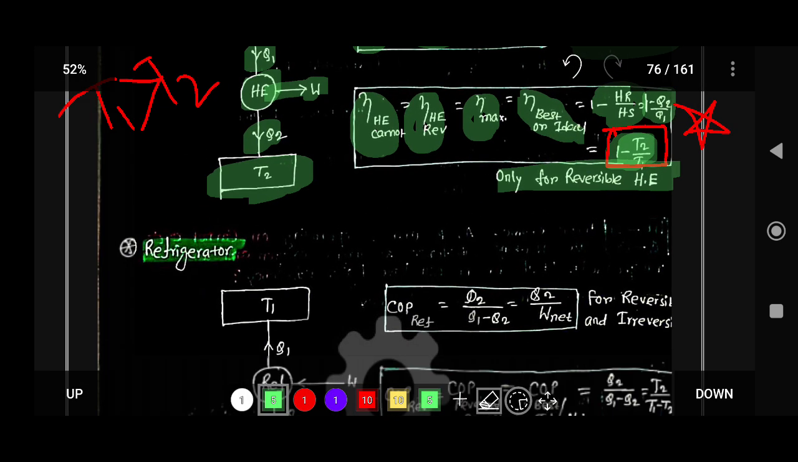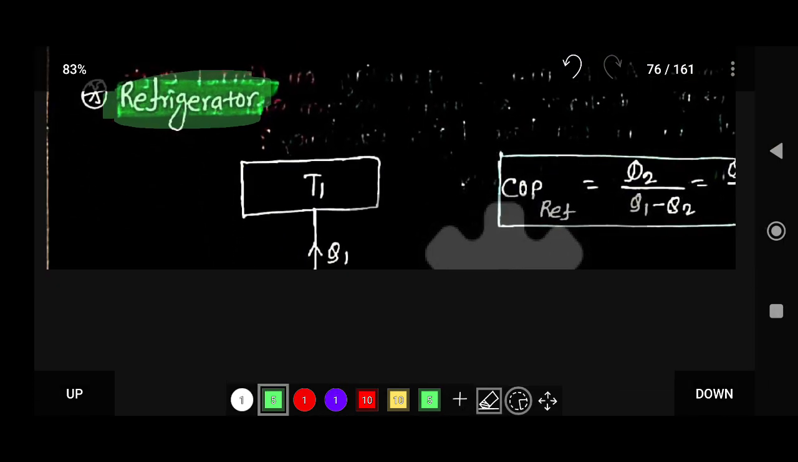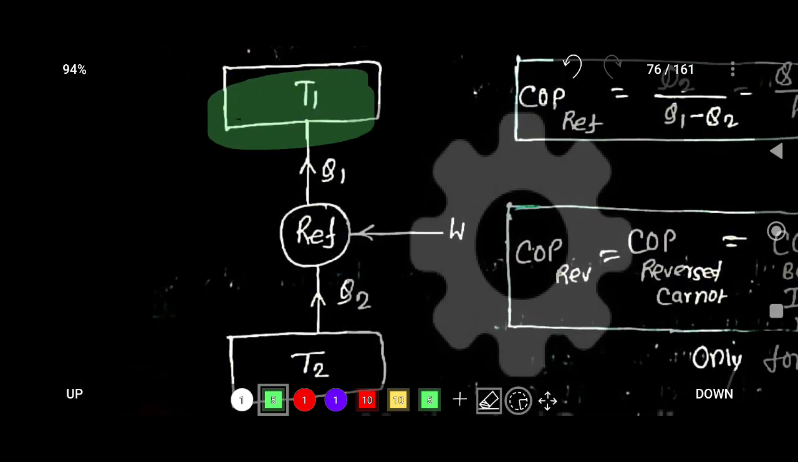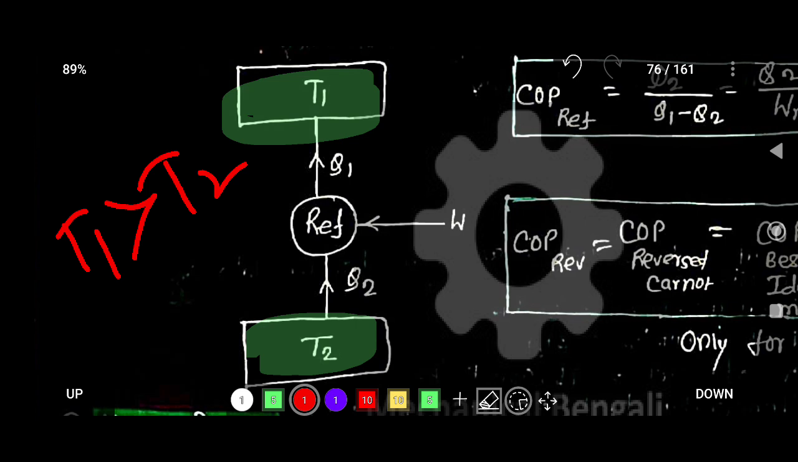Now, if you focus on the refrigerator, in a refrigerator there are two temperature limits, that is T1 and T2, and consider T1 is greater than T2. Now, the reversible refrigerator basically absorbs heat from the space, that is Q2 amount of heat is absorbed from the space, and Q1 amount of heat is rejected to the source, and some work done on the system is required to run the refrigerator.